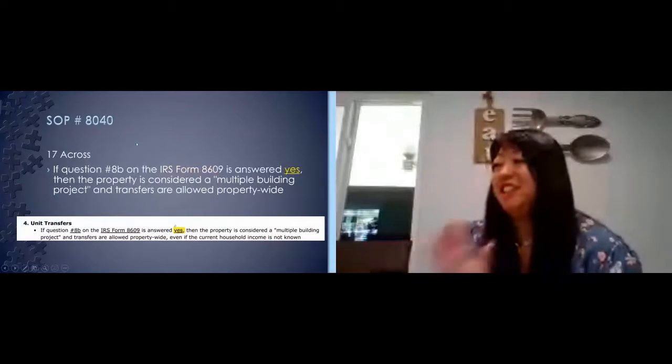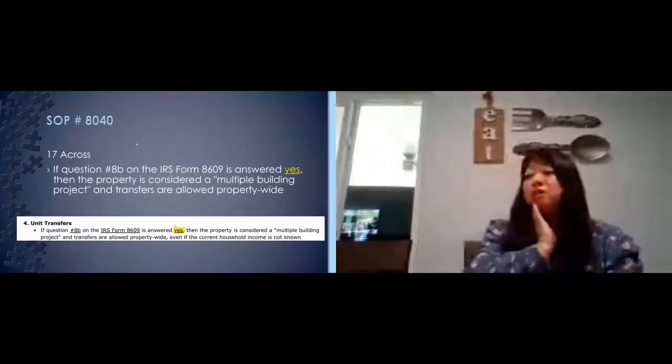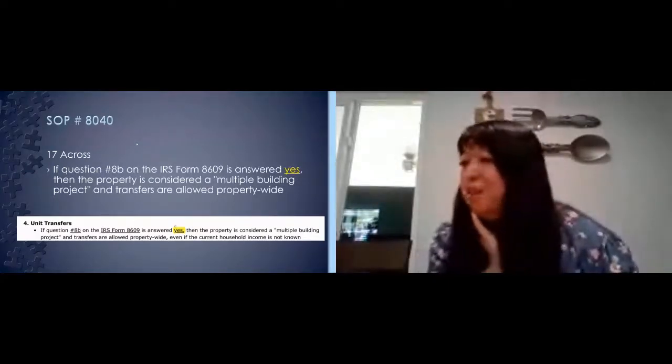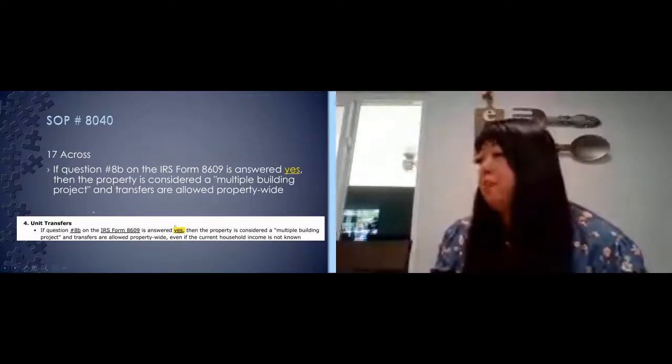Then we got 17 across. If question 8B on the IRS form 8609 is answered yes, then the property is considered a multiple building project and transfers are allowed property-wide.